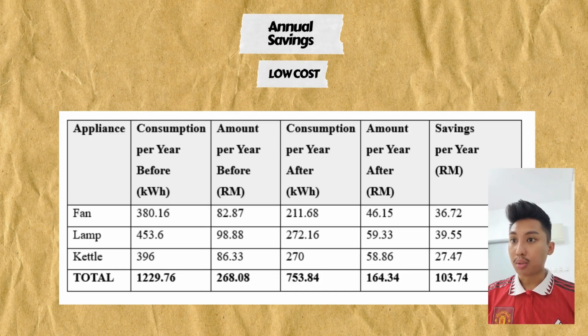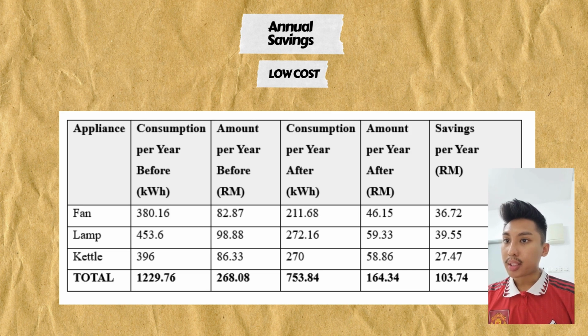So in comparison to the old consumption, this low cost saving measure can save up to 103.74 cents a year, which is quite significant, I think. All three appliances create a good amount of savings, with the most from the lighting upgrade, amounting to a saving of around 40 ringgit per year. Wow, this is good.